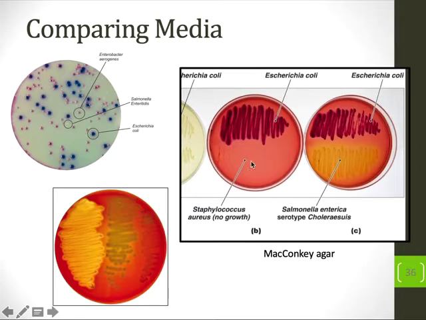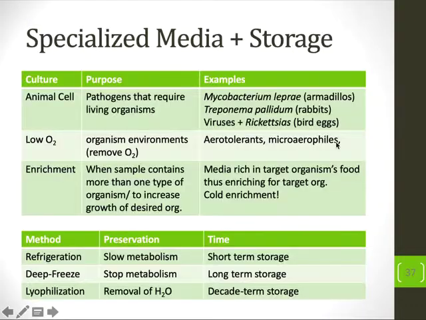So in this case, this is selective. And then if you look at E. coli and Salmonella enterica, you would see that Salmonella grows differently in terms of how it presents, the coloration, and E. coli presents differently as well. So in this case, it's a differential media. So there are some media that are both selective and differential. An example is MacConkey agar.